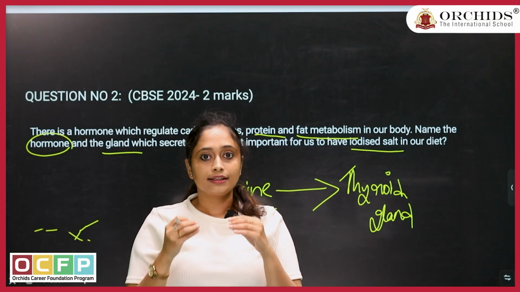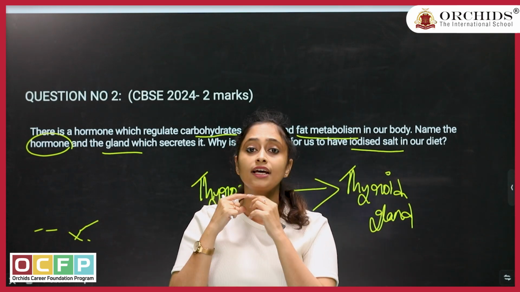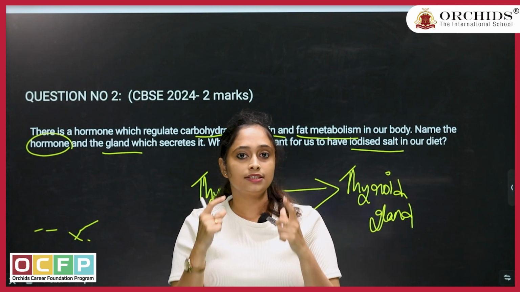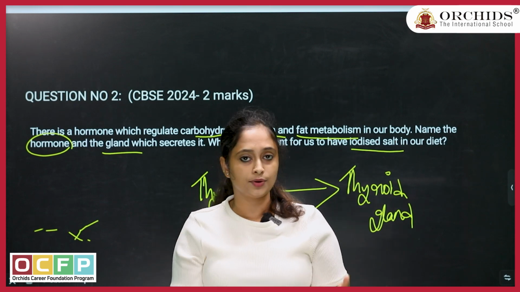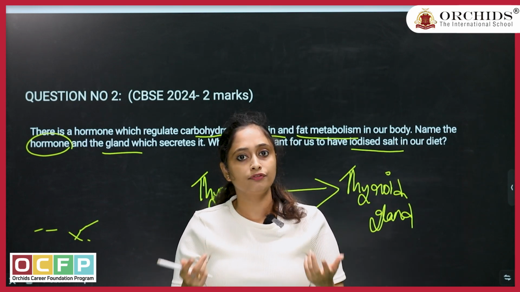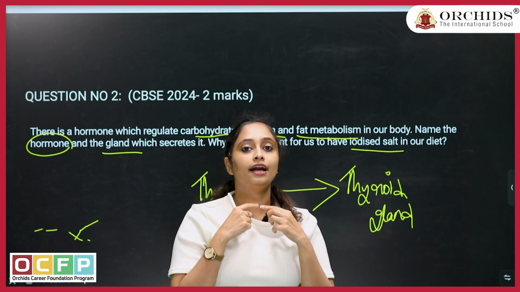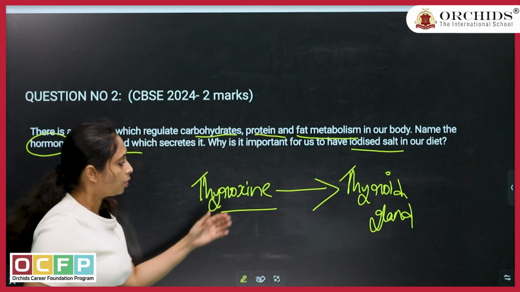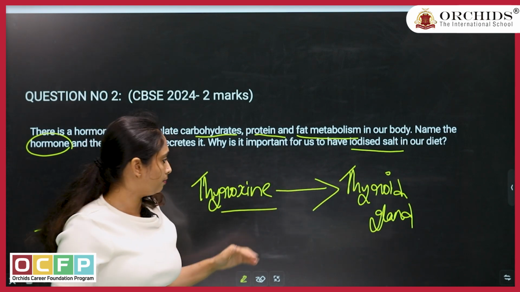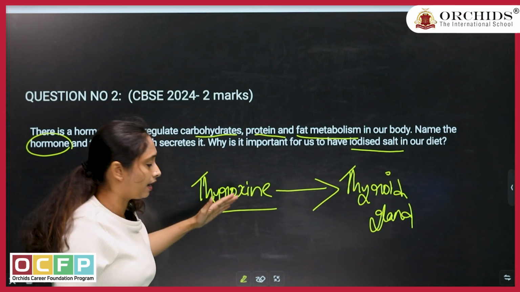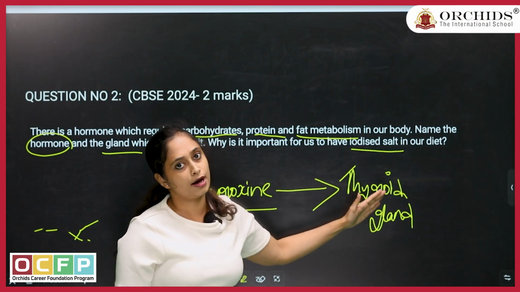I think you got the location also in your mind. The thyroid gland is situated in our neck region. The gland which releases a hormone, we can call an endocrine gland. So the thyroid gland is one of the endocrine glands present in our body, releasing the hormone thyroxine. If you get these two answers, you will get 1 mark, that means half mark for each. Correctly mentioning the hormone name and the gland name, you get half mark for each.